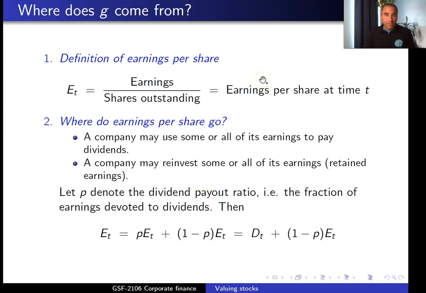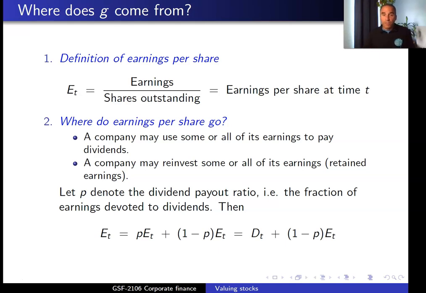We will go step by step. So first, the definition of earnings per share. Earnings per share is earnings at time t, total earnings at time t, net income at time t, divided by the number of shares outstanding. Once earnings per share are realized, where do they go?